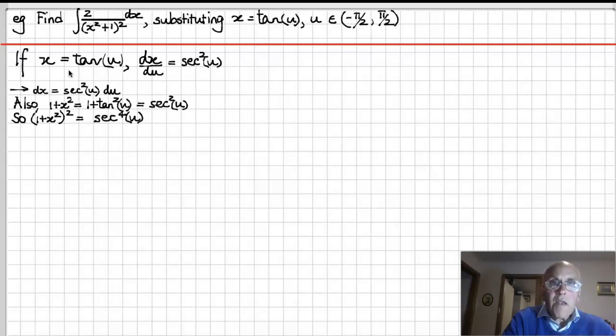Okay, now where does that leave us? By the way, you'll notice that we've been told here that u has to go from minus pi on 2 to pi on 2, which is the principal domain of a 1-to-1 tan function, if you think about it.